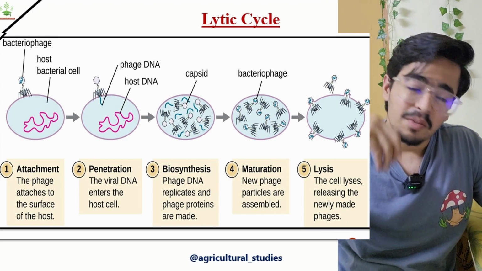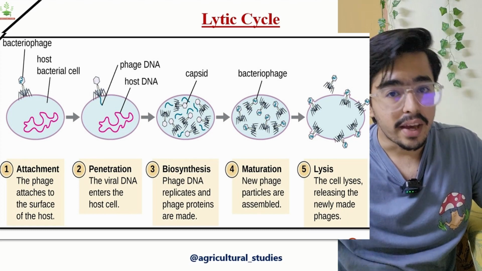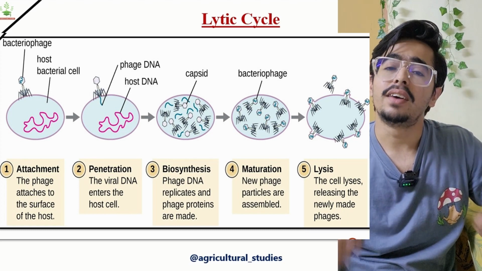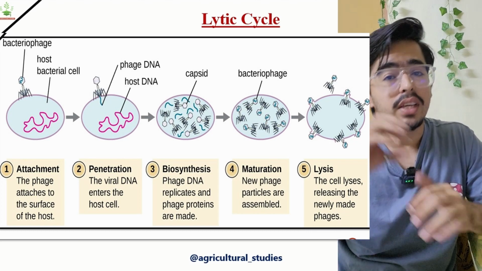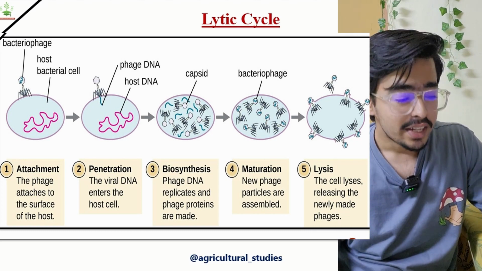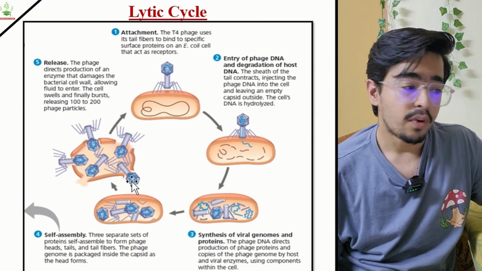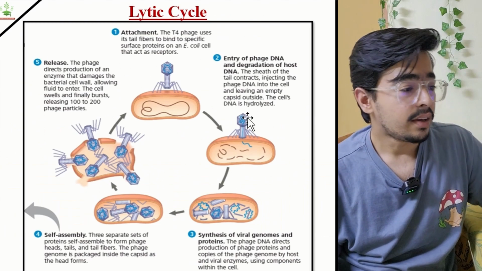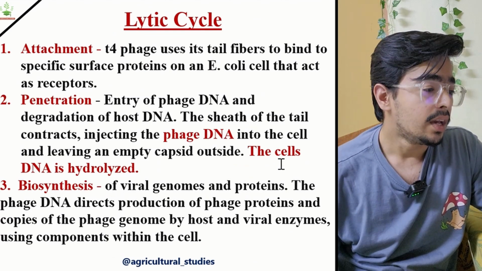So the new viruses will be released into the environment. So this is the lytic cycle, where there is a complete destruction of the host cell. Okay, you can also learn these steps from this diagram, and I have also mentioned them theoretically.